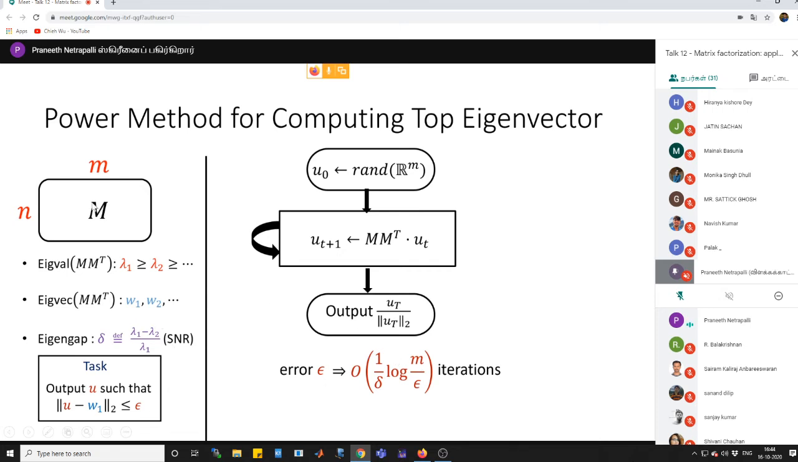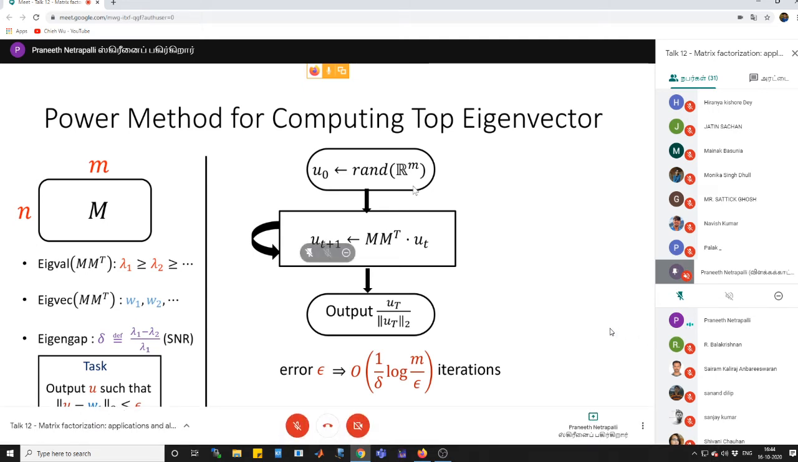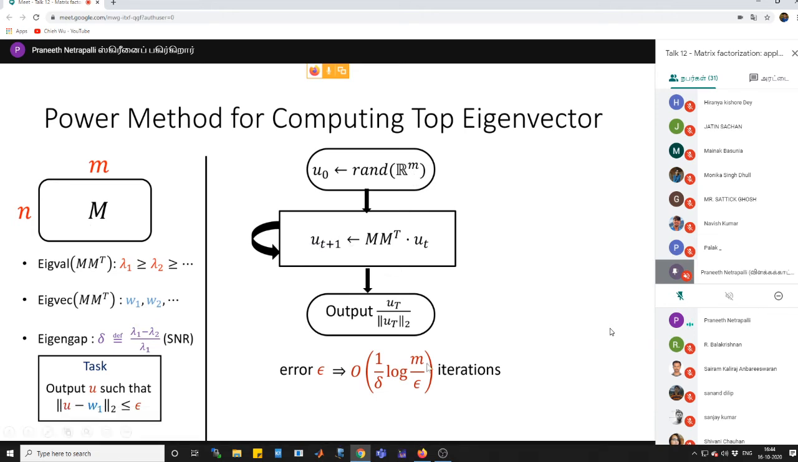M is the dimension of this matrix. Actually, this should be n, because MM transpose is an n cross n matrix. So delta is the eigengap, n is the dimension, and epsilon is the desired accuracy.